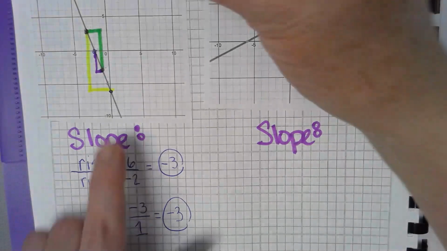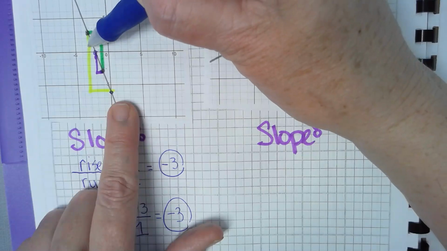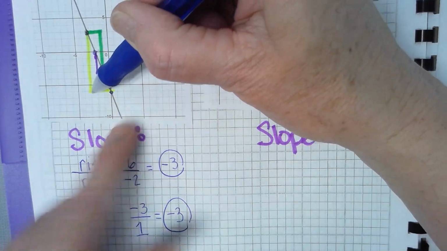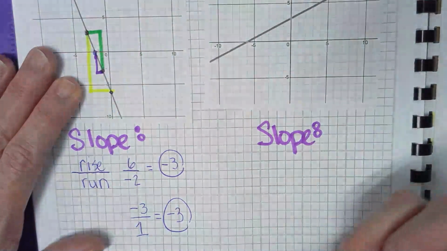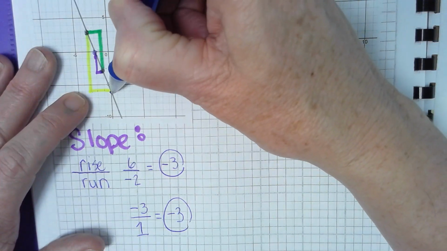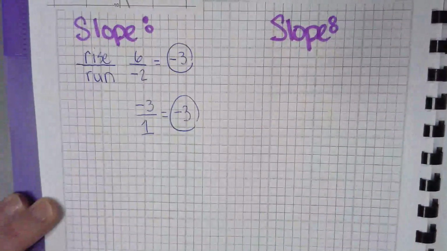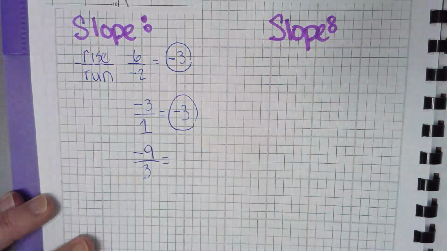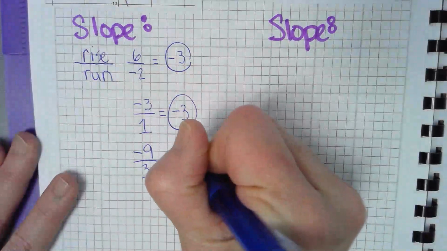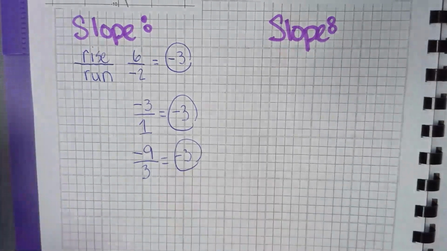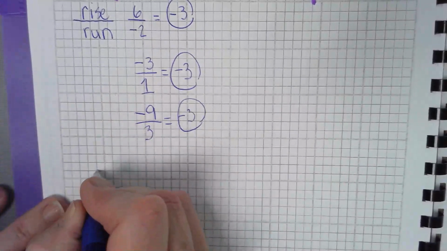And let's count. 1, 2, 3, 4, 5, 6, 7, 8, 9. So that is down 9 and over 1, 2, 3. Okay, so down 9, right 3. What does that simplify to? -3. Y'all, with a linear model, the slope is the same everywhere. Okay, that's important. So this is what we're going to write at the bottom.